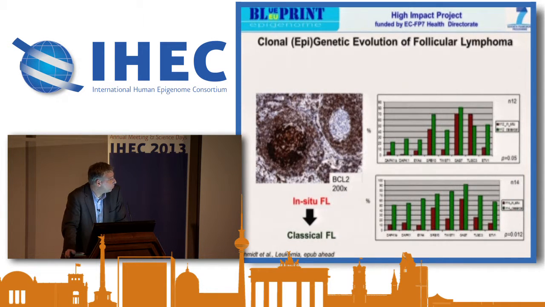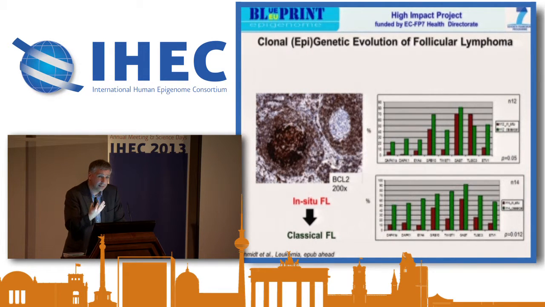So what we did was to profile the methylation in single steps of the development of this follicular lymphoma. The very early step is the so-called in situ follicular lymphoma, where you have only tumor cells in germinal centers, which are neoplastic. We microdissected those and compared them to full-blown lymphomas of the same patient. What we can show is that, at least taking polycomb targets as methylation marks, we see an increase of methylation from the initial step, the in situ follicular lymphoma, to the later step, the full-blown lymphoma.